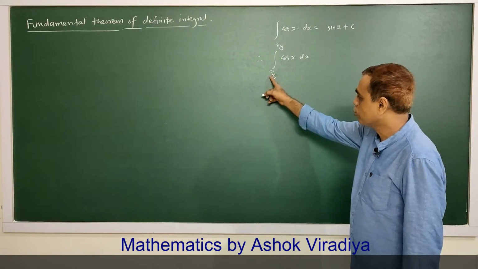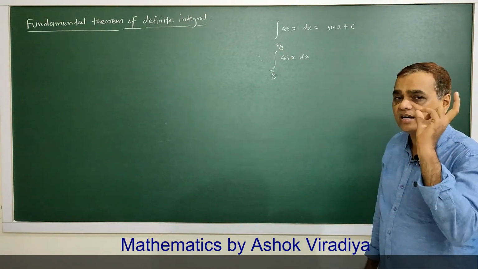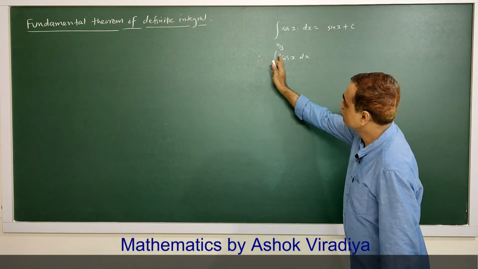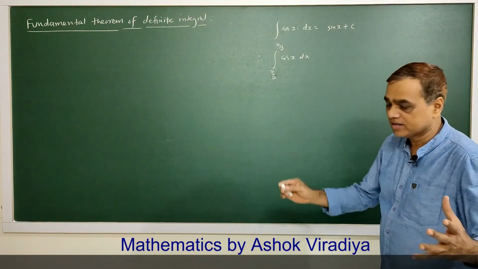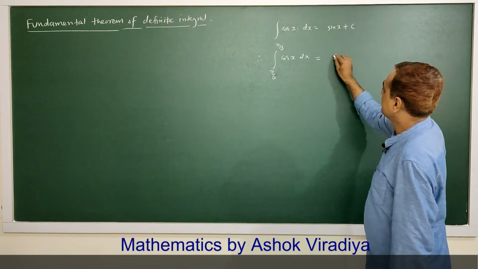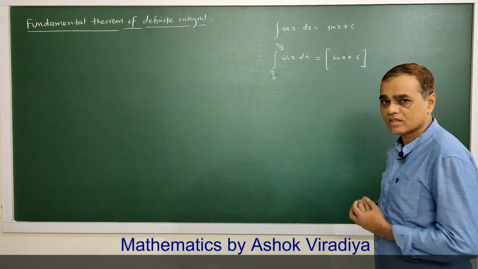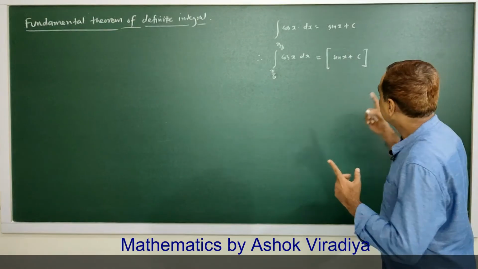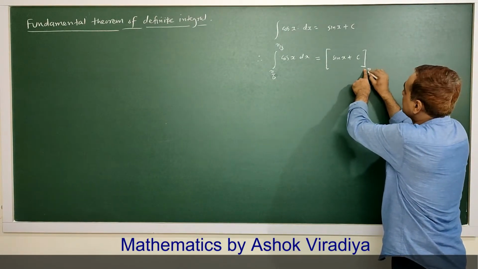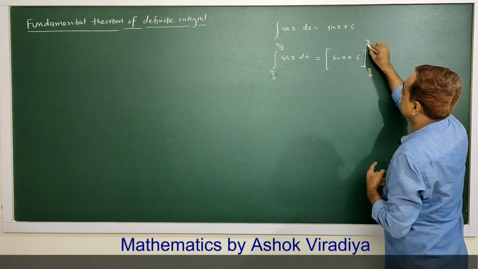This number is the lower limit, this number is the upper limit. So we are finding a definite integral over the closed interval pi by 6 to pi by 3. So the method is: put the integral in a rectangular box. This is the integral. Then at the lower corner of this box keep the lower limit, and at the upper corner of the box keep the upper limit.